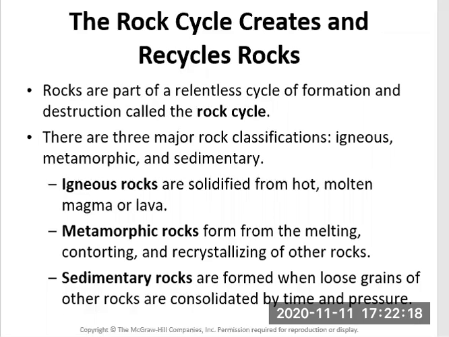Now let's talk about the metamorphic rocks. They are formed from the melting, contorting, and recrystallizing of other rocks. Deep in the ground, tectonic forces squeeze, fold, heat, and transform solid rock. Under these conditions, chemical reactions can alter both the composition and the structure of the component minerals. Metamorphic rocks are classified by their chemical composition and by the degree of recrystallization.